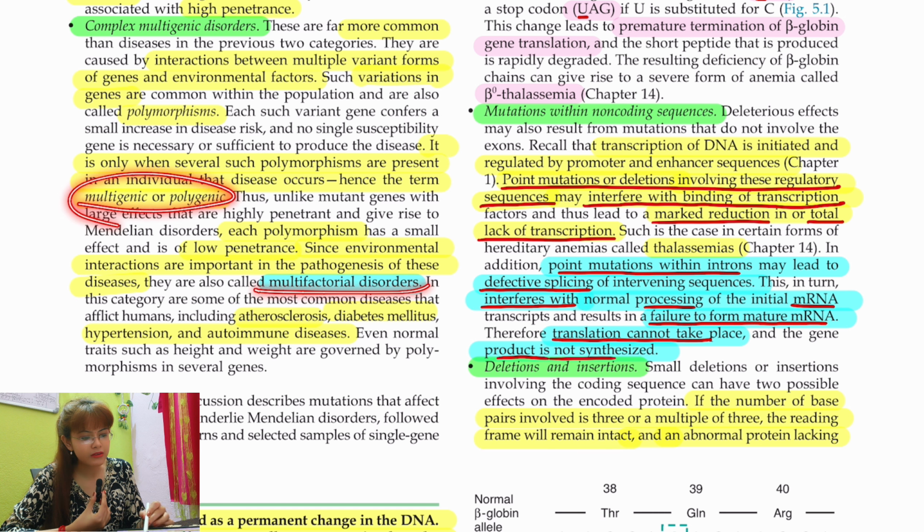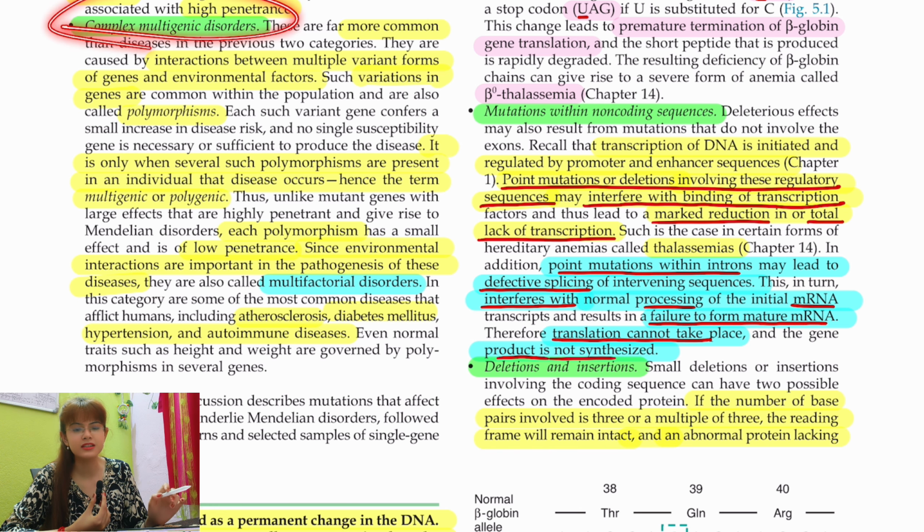multigenic disorders or multifactorial disorders, as for example atherosclerosis, diabetes, hypertension, autoimmune diseases, because you see these all have so many other factors associated. It is not that only a genetic factor is associated; a lot of other surrounding environmental, dietary, etc., so many other factors are also responsible for these diseases, and therefore they are called complex multigenic disorders.